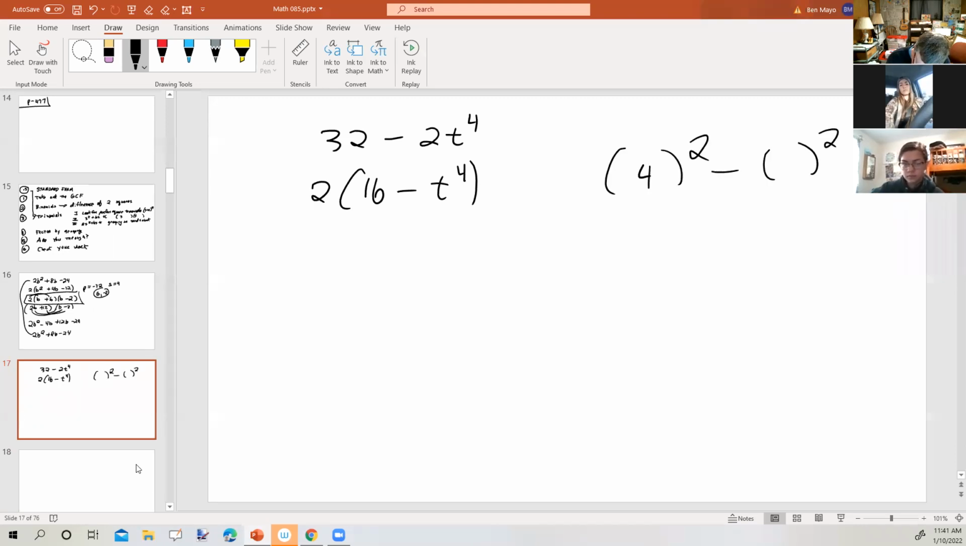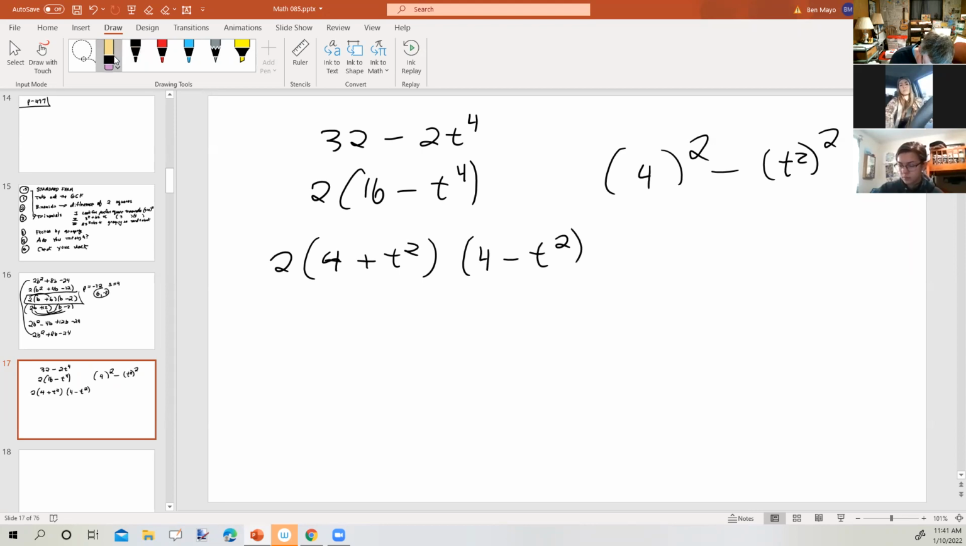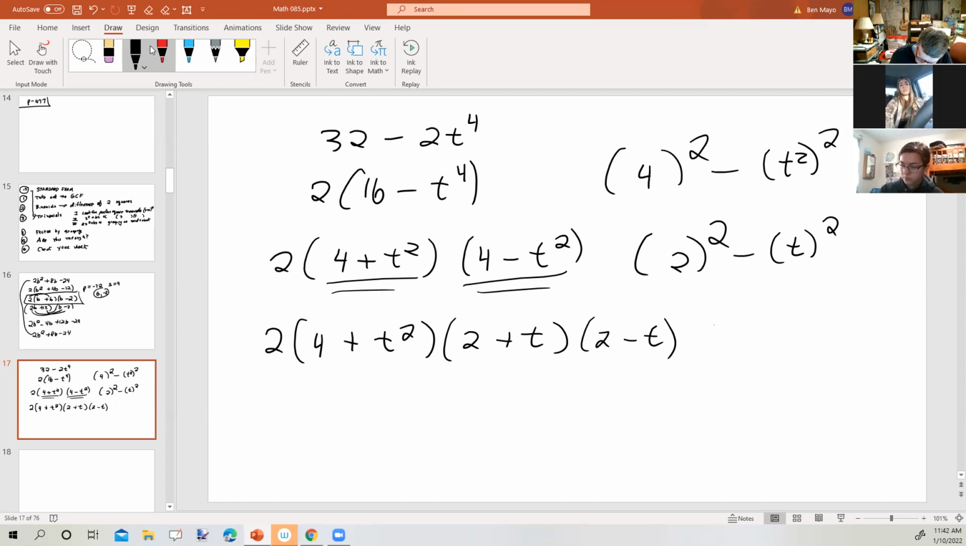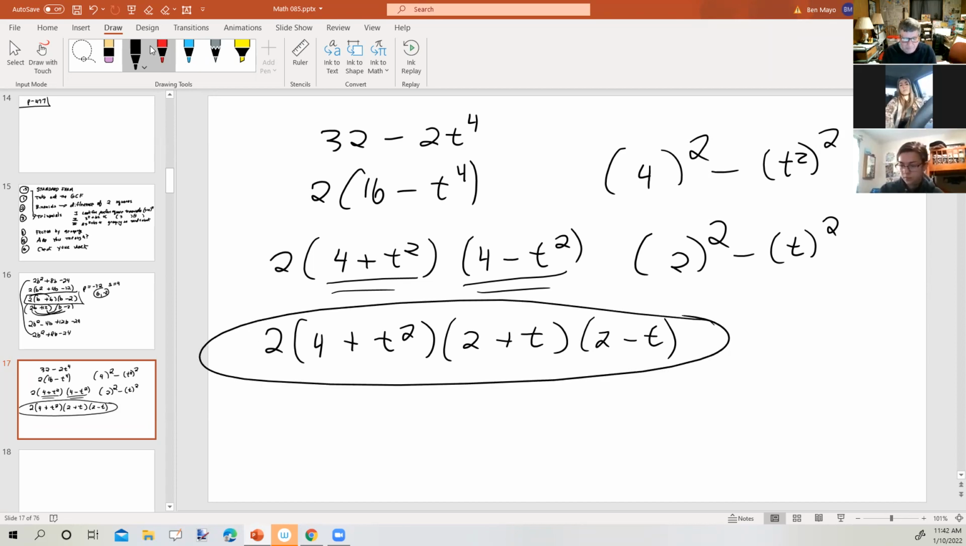Well, 16 is 4 squared. T to the fourth is t squared squared. So I've got 2 times 4 plus t squared, 4 minus t squared. Am I through? No, because even though I can't factor the first one further, I can factor the second, the difference of 2 squares. So that's 2 squared minus t squared. So I get 2 times 4 plus t squared, 2 plus t, 2 minus t. And there's the final answer. Any questions on that?